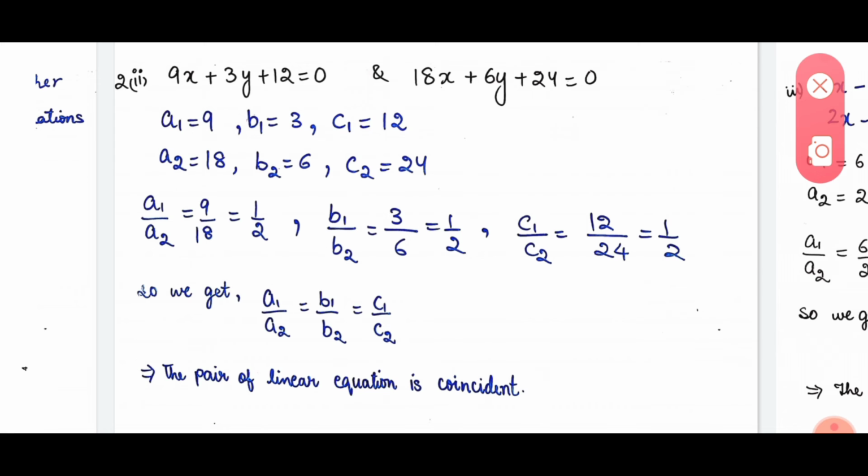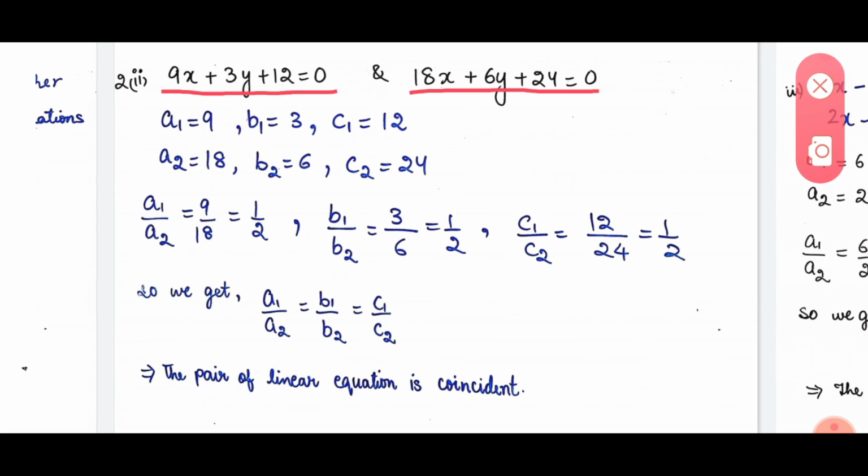The equations in the second part are 9x plus 3y plus 12 equals 0 and 18x plus 6y plus 24 equals 0. Now compare these two equations with the standard form and then find the values of A, B and C for both the equations. If you have understood it from the first part, then well and good. You can pause the video here and solve it yourself.